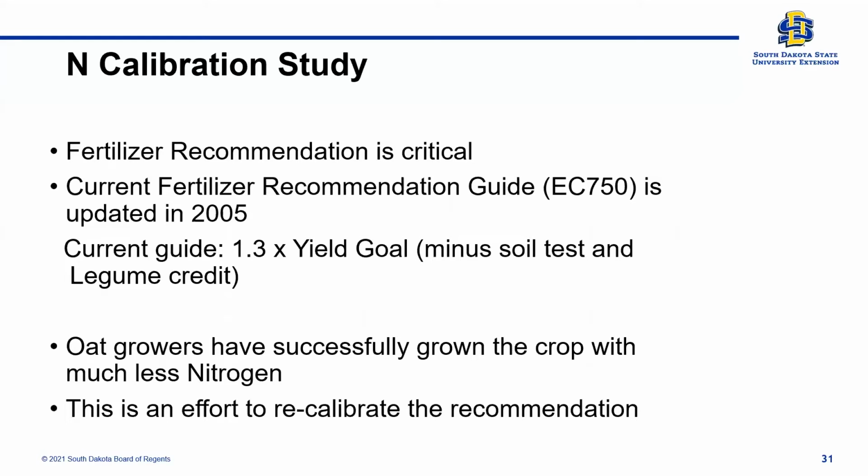And because we know that there are a lot of oat growers out there who don't apply as much nitrogen as the book says you should, and are still doing great, without any negative agronomic impact of any kind of management, we thought maybe we should revisit this calibration. And we did.